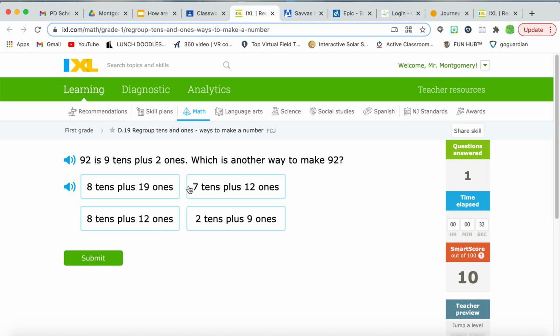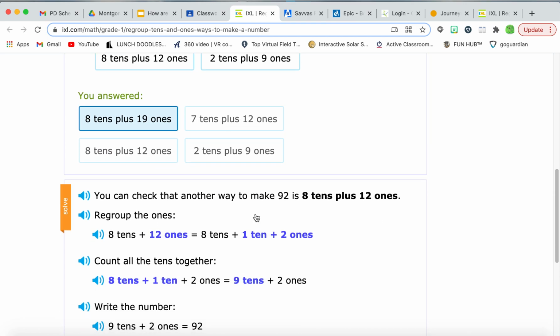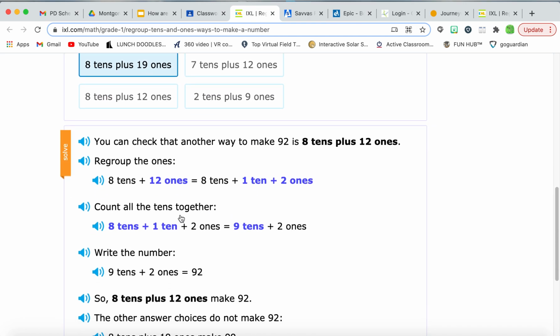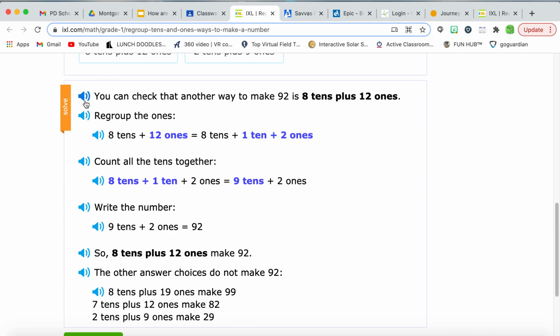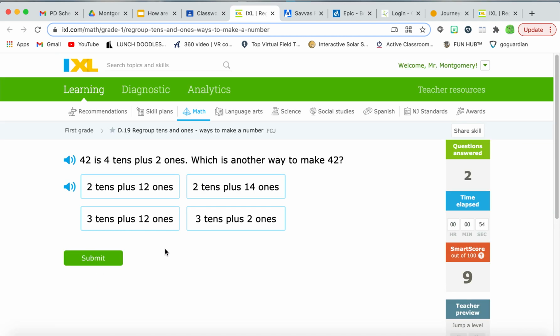Let's do just one more. There's going to be a couple like this. Let's see, 92 is 9 tens and 2 ones. And just remember, if you accidentally give the wrong answer, it will show you the correct way to solve it. Okay? So make sure you check that out, and it will read it to you. It will read every single thing to you that you need. Okay? So give that a try.